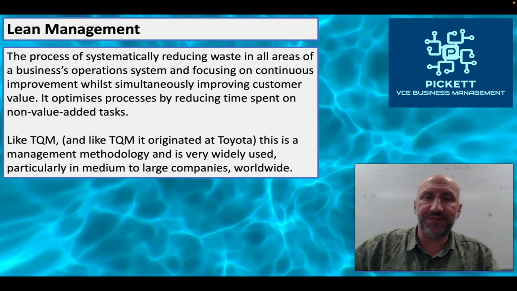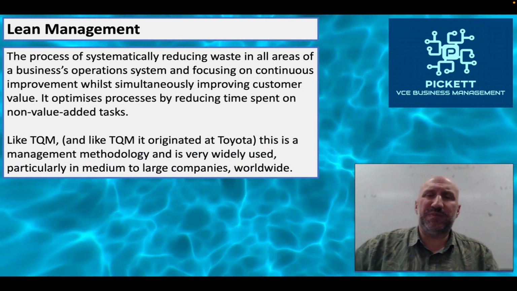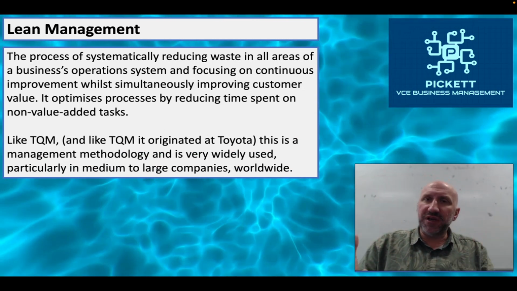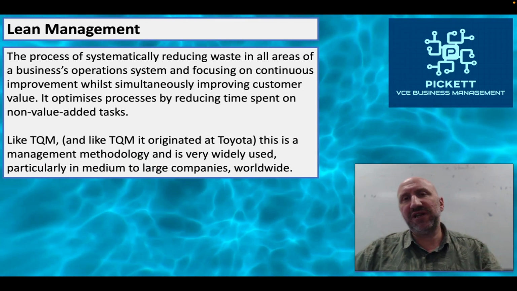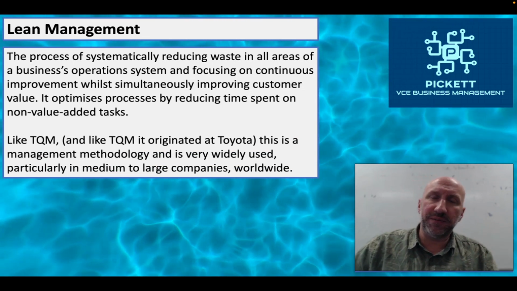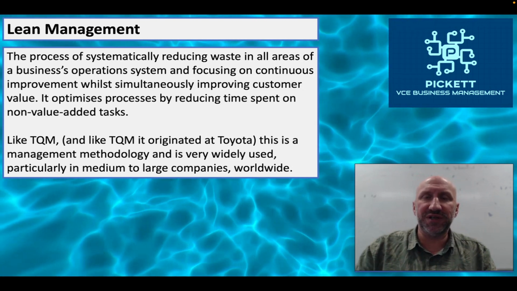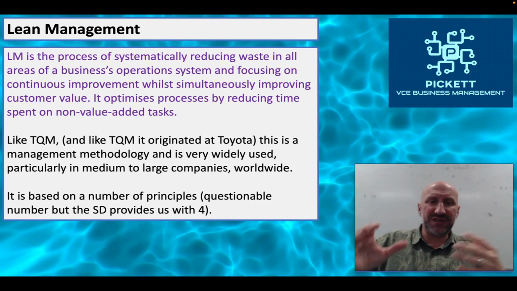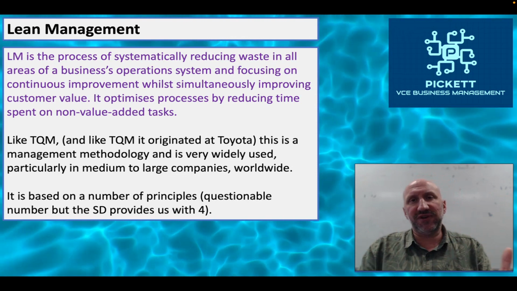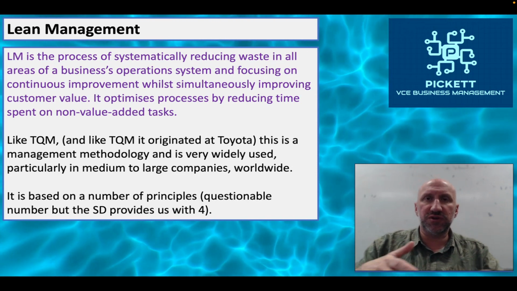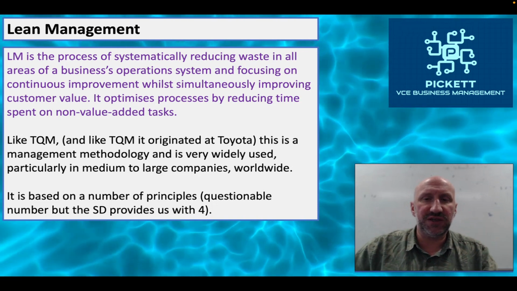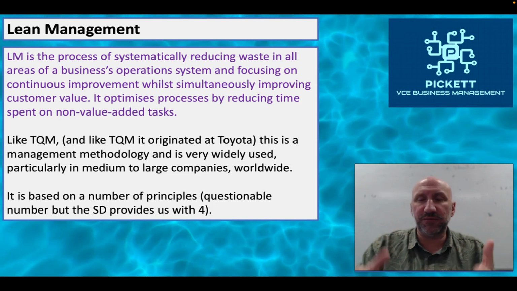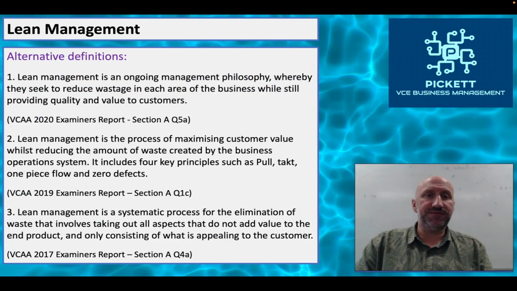Like total quality management, it originated at Toyota, and it's basically a kind of overall management methodology. Okay, it's kind of all-encompassing, everybody in the business would be included in this. It's really, really widely used now in medium to large businesses worldwide. So it's a very, very widespread and commonly used strategy. Now, it's based on a number of principles, I say questionable number because if you Google the principles of lean management, you're going to come up with thousands of articles, all listing different numbers and different strategies. But like I said before, the study design now provides us with 4. So this is a definite improvement in the study design from our point of view.